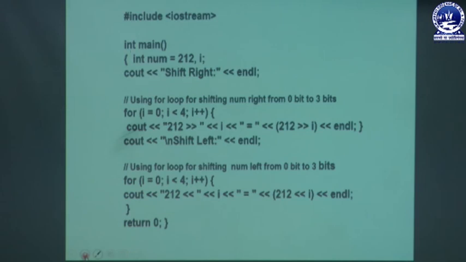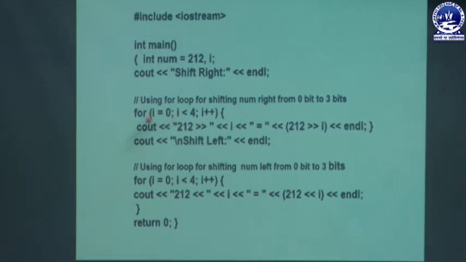Now, I have used one program and I have performed left shift and right shift operations. I have used here int num = 212, you may use any value here. I want to show you that when you are shifting only 1 bit, then what happens, when you are shifting 2 bits, then what happens, and when you are shifting 3 bits, then what happens in this way.